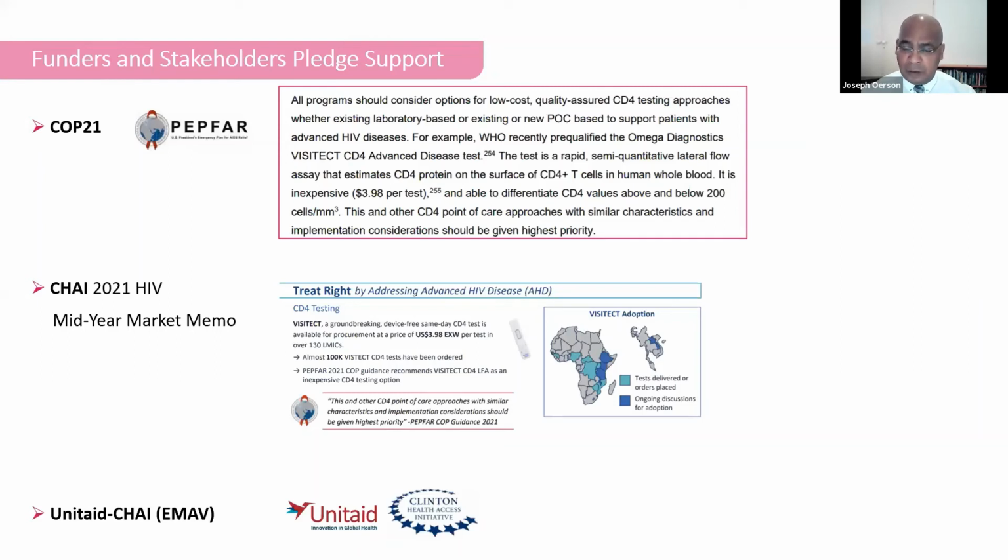We have seen rollouts in a number of countries, in particular in Uganda, Nigeria, Zimbabwe, Malawi, Mozambique, and some other countries. The EMAV agreement allows implementing partners to procure up to 50,000 tests per country, and there are 130 countries that have access to this agreement.